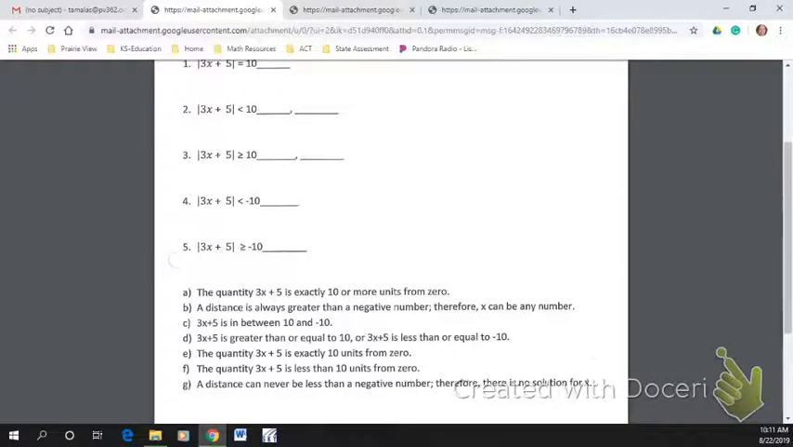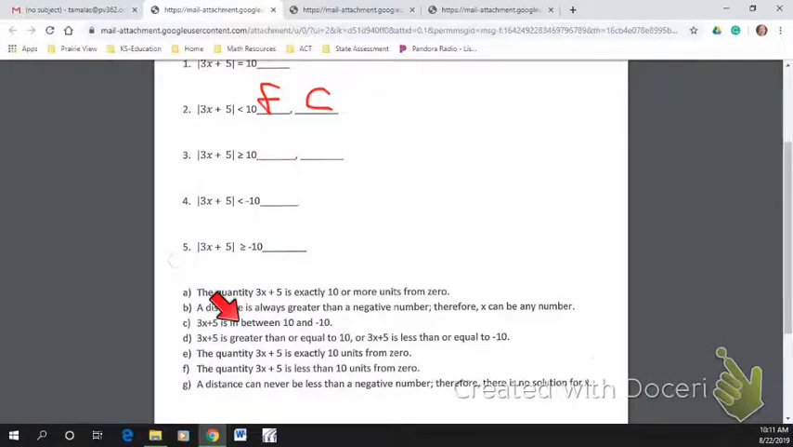F is the quantity 3x plus 5 is less than 10 units from 0. That is correct. So F would be one of those. And then we also have which one? C. Okay. So F and C. Why C? 3x plus 5 is in between 10 and negative 10. Well, if that quantity is less than 10 units from 0, then all of the numbers between 10 and negative 10 are less than 10 units from 0, right? So any number in between would meet that criteria.